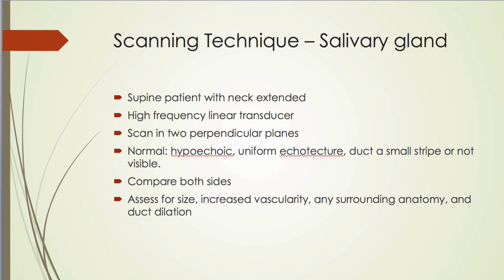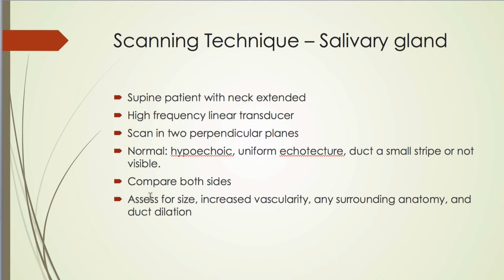And just like with everything else, you're going to look at that structure in two planes. So you want to evaluate the gland in both the longitudinal and the transverse plane. A normal gland is going to be a uniform architecture, and you may visualize a duct, and if at all, it will be a small stripe, or you may not see that duct at all.